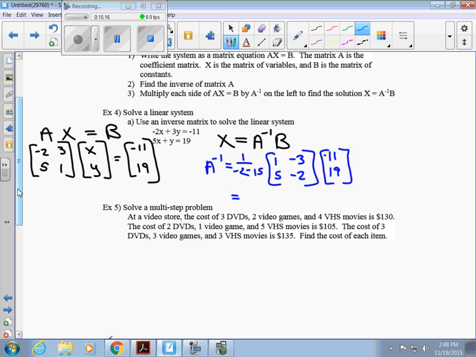So this is really going to be -1/17, -3/17, -5/17. Oh, that'll be positive 3/17, and then 2/17. And then times -11, 19.